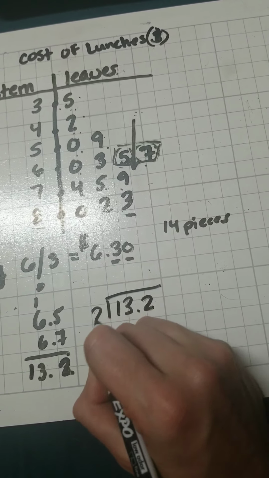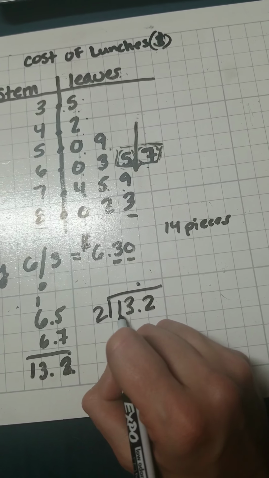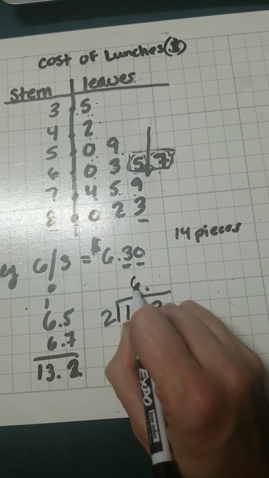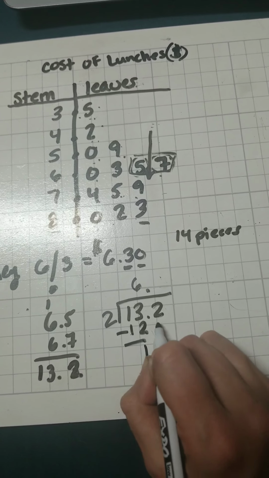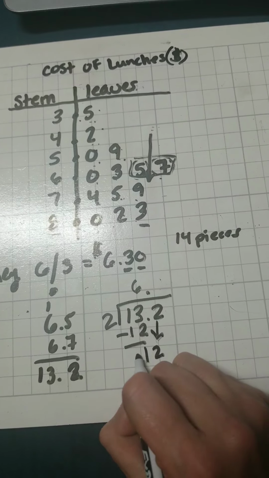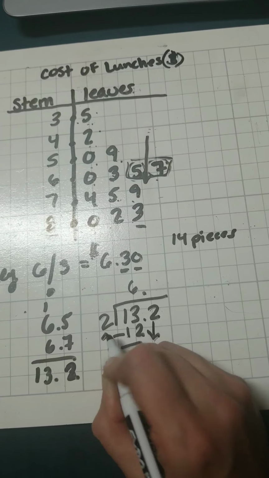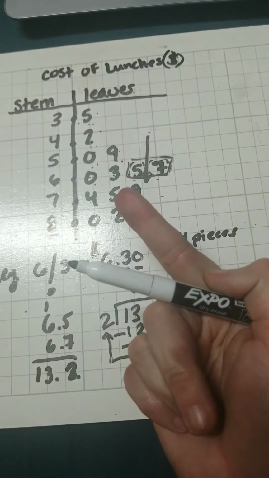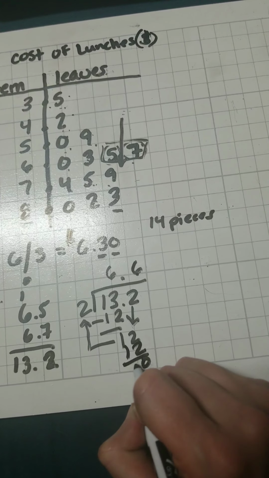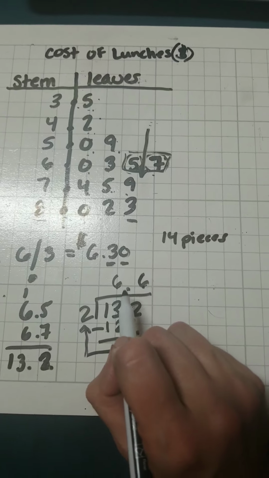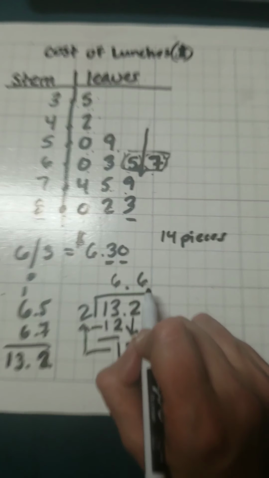13.2 divided by 2, bring that straight up. 2 does not go into 1. 2 goes into 13 6 times. 13 minus 12 means I have a remainder of 1. I'm going to bring down the 2 now. If I have 12 and I want to make groups of 2, 2, 4, 6, 8, 10, 12, so that takes me 6 groups of 2, which means that I have no remainders. So my median is $6.60.